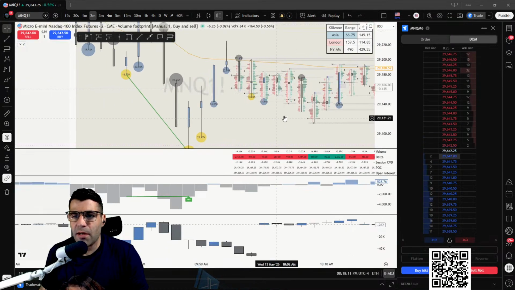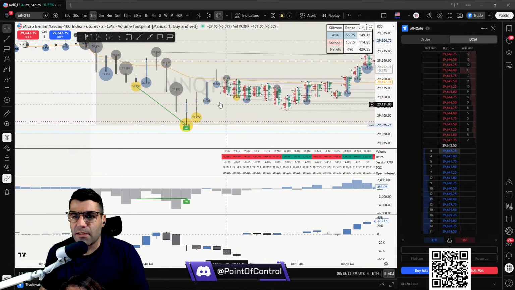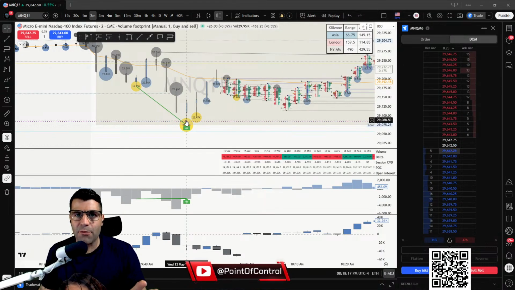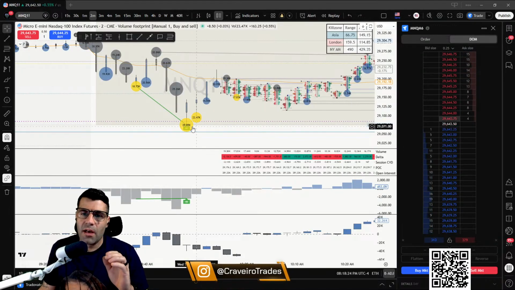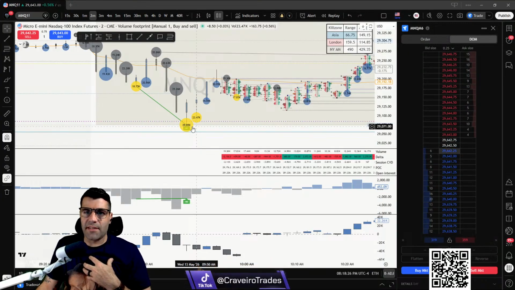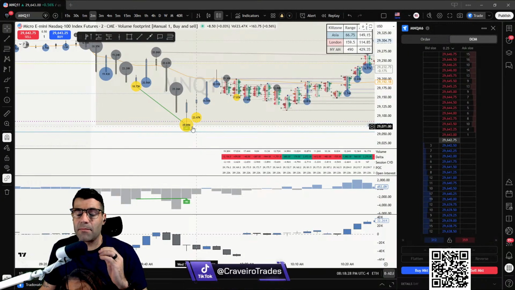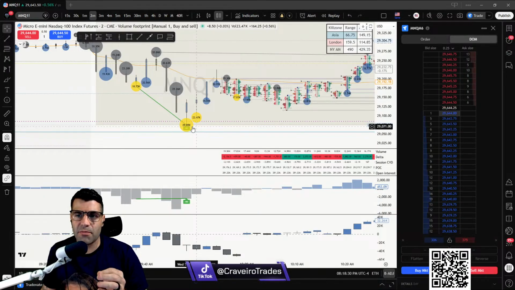Moving forward, for the TCP model, we need to see CVD divergence at a key level. It can't just be anywhere within the chart. It has to be at a key level: value area high, value area low, point of control. I personally don't like to take trades from the point of control. We have taken many trades from the point of control in the community.